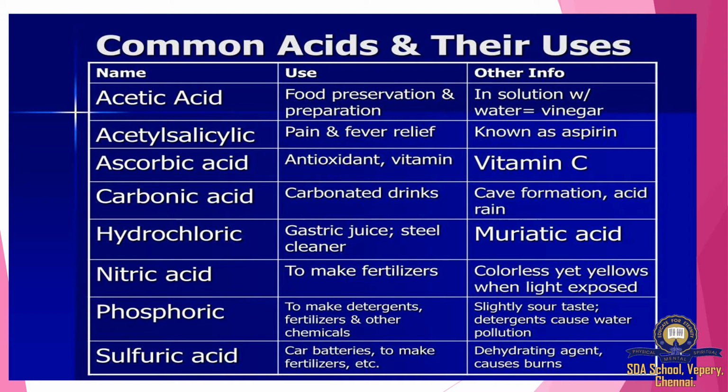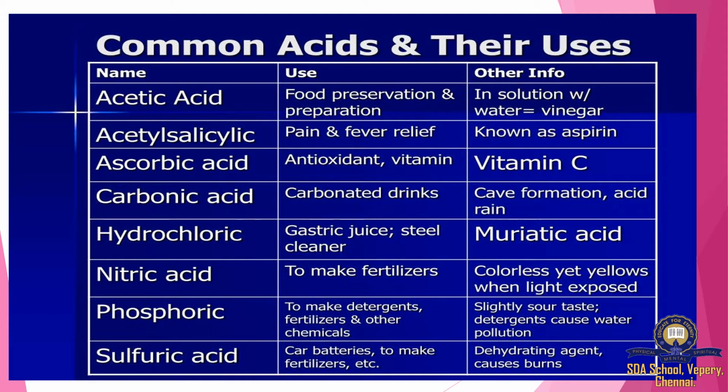Nitric acid is used to make fertilizers, to retain the nitrogen content in the soil. It is colorless, yet turns yellow when exposed to light. Next, phosphoric acid. It is used to make detergents, fertilizers, and other chemicals. It is slightly sour in taste. When we use phosphoric acid for washing clothes, it causes water pollution.